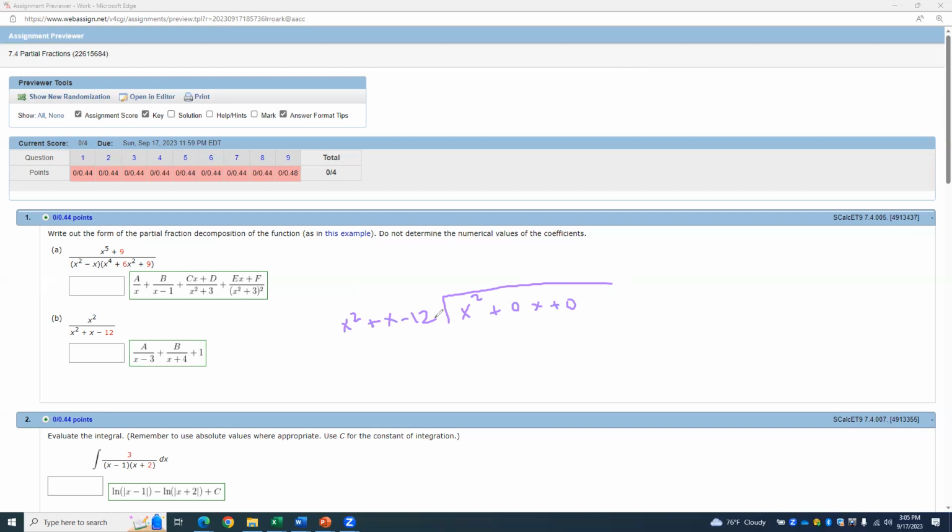Okay, so I just have x squared divided by x squared plus x minus 12. So first things first, it's like, okay, what times x squared gives me x squared? You're like, oh, 1. Okay. So 1 times x squared is x squared, 1 times x is x, and 1 times -12 is -12. You're like, okay. But then I need to subtract these terms away.